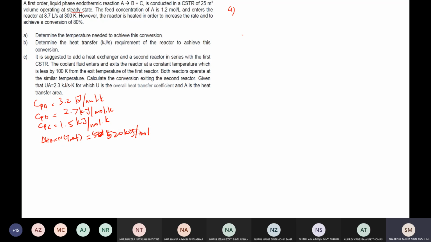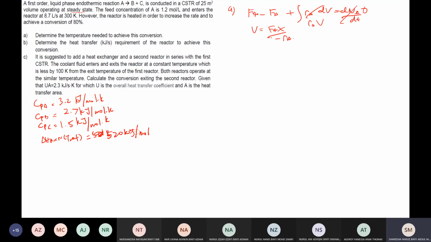So this one, you start with the design equation for a CSTR. It is up to you whether to write it or not, but you must have the right equation at the end of it. So this is the mass balance, so this will be zero. Since this is a CSTR, it should be in terms of r_A, so at the end you will get V equal to F_A naught X over negative r_A.